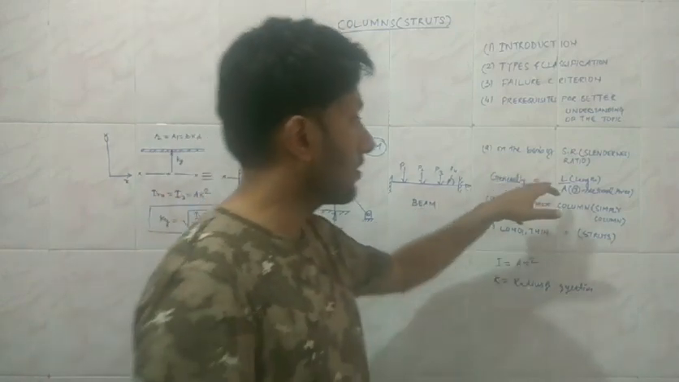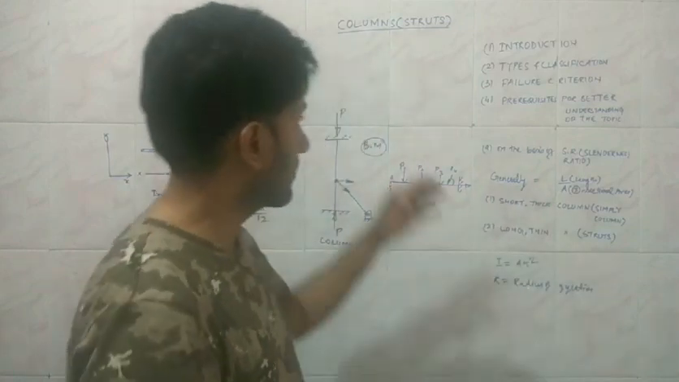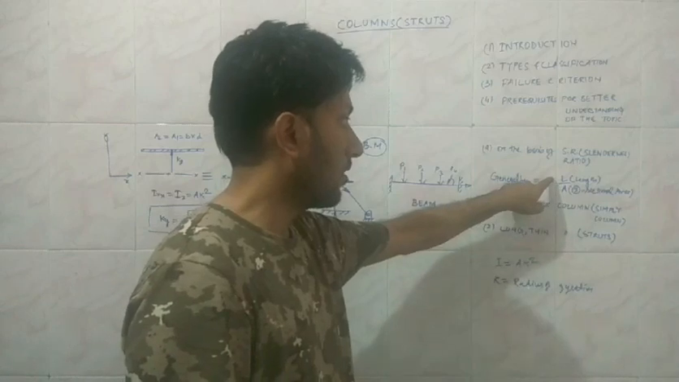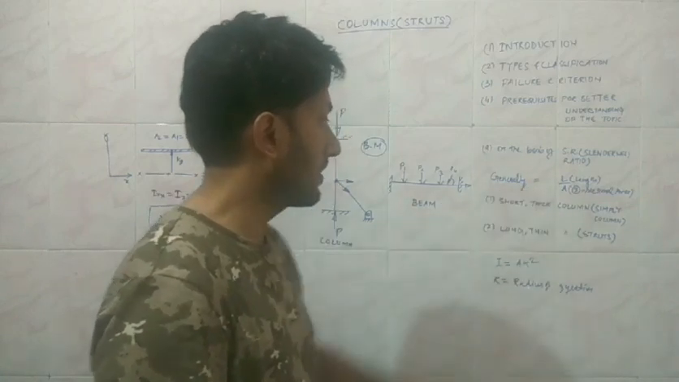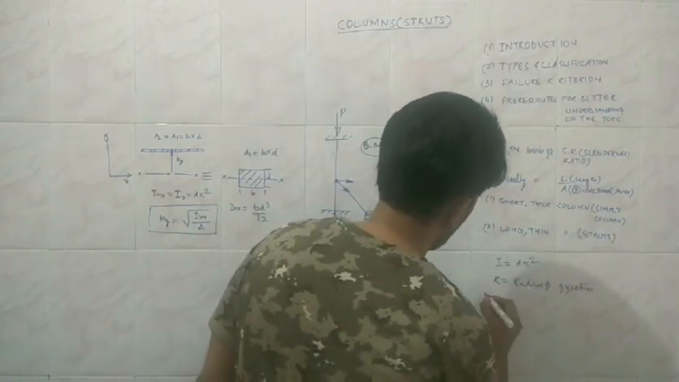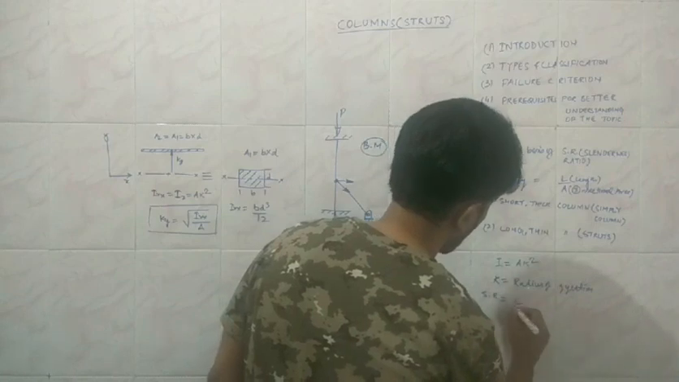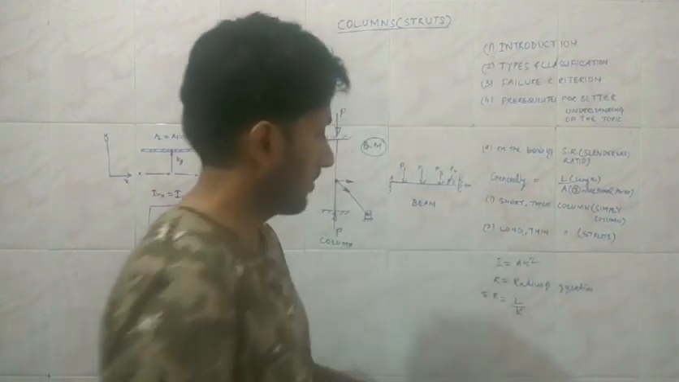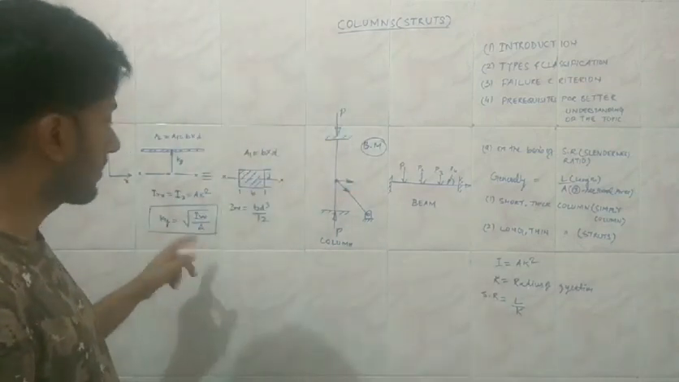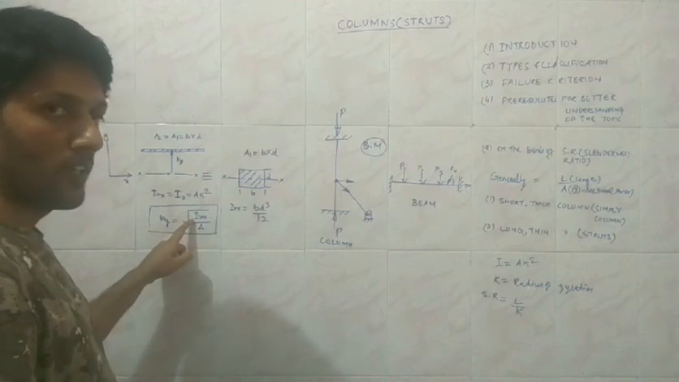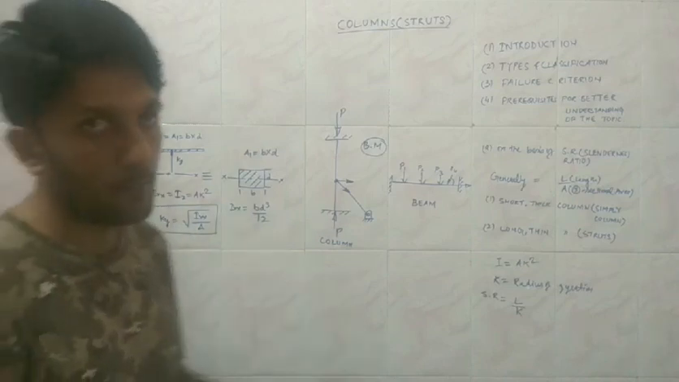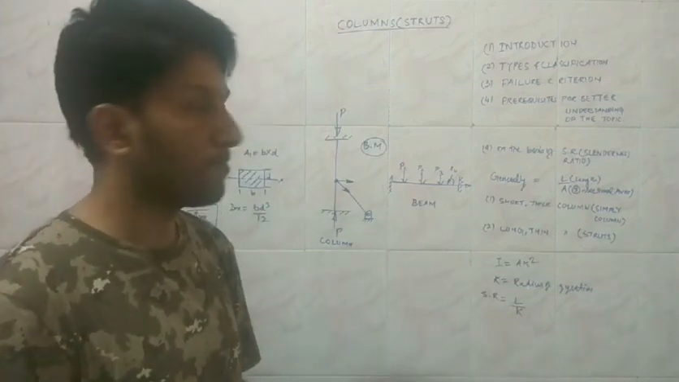And why are we considering these two resistances in case of the column? Here the slenderness ratio, specifically for the beams and columns, is defined as the ratio of L by K, because this parameter K actually incorporates two things: the moment of inertia that provides the resistance to the bending, and also the cross sectional area that provides the resistance to the direct loading.